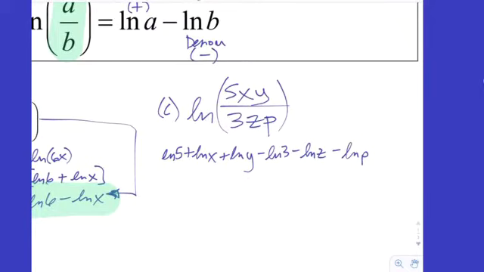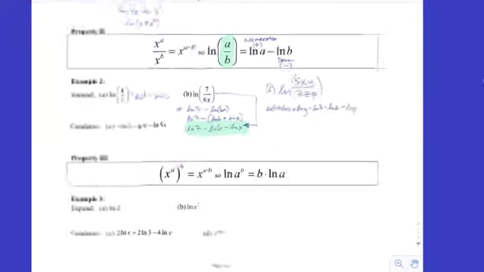I had 6 factors to start with. I have 6 terms to end with, each with their own natural log. A factor in the top gets a positive term. A factor in the denominator gets a, what type of term? Negative, yeah. All right, pretty easy, right? So that's called expanding. We're going to go from left to right.